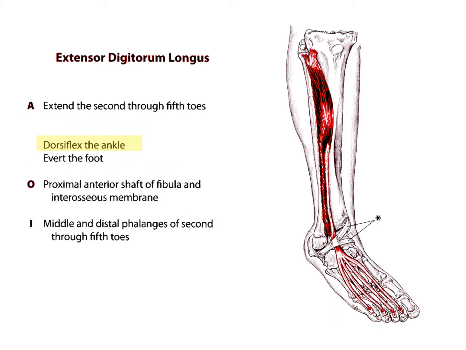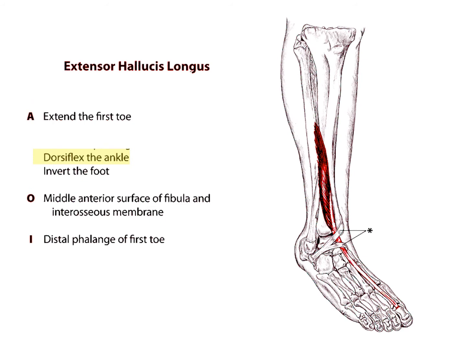The extensor digitorum longus is named for its action to extend the toes, but it also assists with ankle dorsiflexion. It originates on the upper anterior fibula and inserts on bones of the 2nd through 5th toe. The extensor hallucis longus is named for its action to extend the big toe, but it also assists with ankle dorsiflexion. It originates on the middle anterior fibula and inserts on the bones of the big toe.